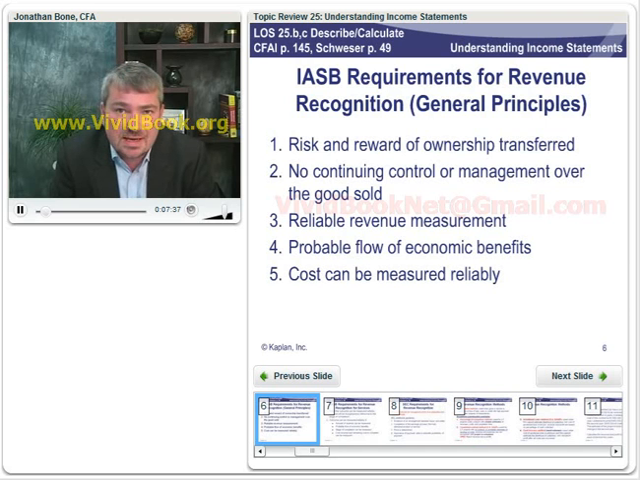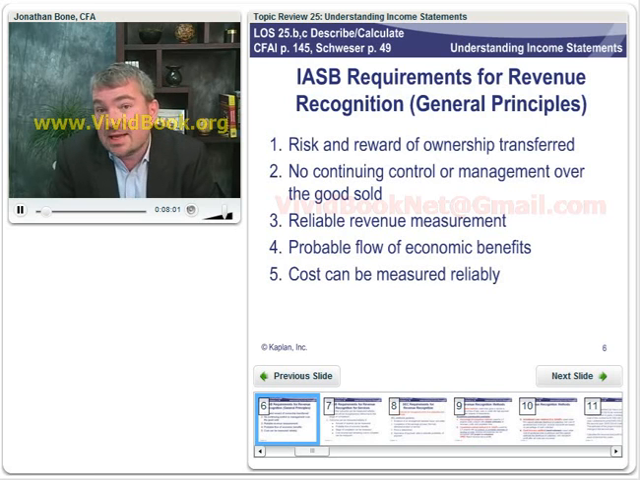So the first one is the risk and reward of ownership should have transferred from the seller to the buyer. In which case, point 2, the seller should have no continuing control or management over the goods sold. In other words, that should all now vest with the buyer. We need to be able to have reliable revenue measurement. So in other words, we can put a reliable dollar value on the sale that we've made.